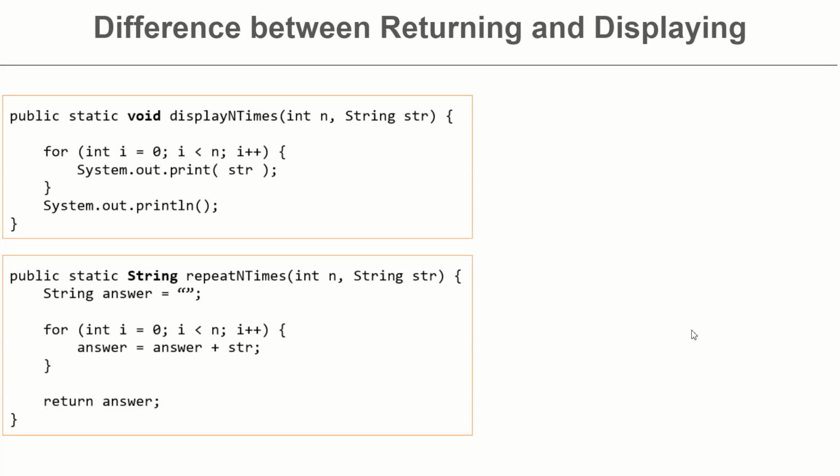Okay, last thing, the difference between returning things and displaying things. So here I have a method with a void return type, which means it doesn't return anything. It's called displayNTimes. I take a number n and a string str, and it looks like I'm looping n times and displaying, actually printing, the string, and then a blank line at the end.